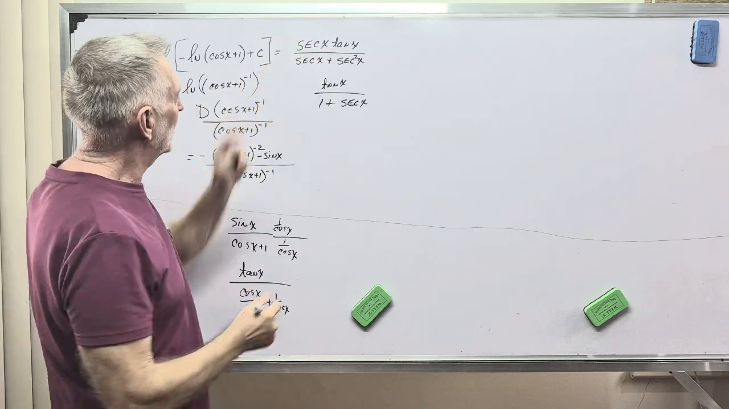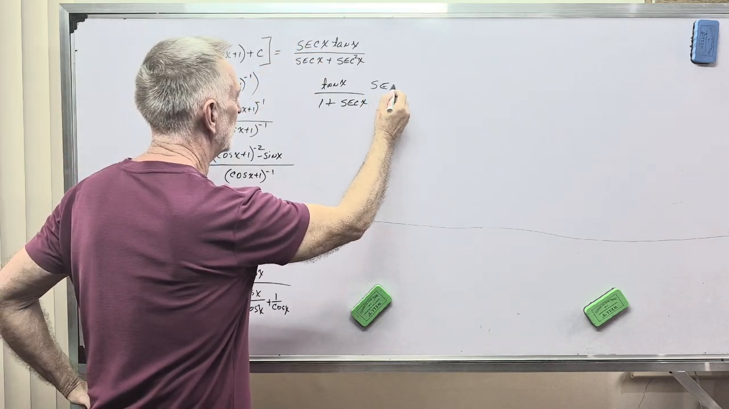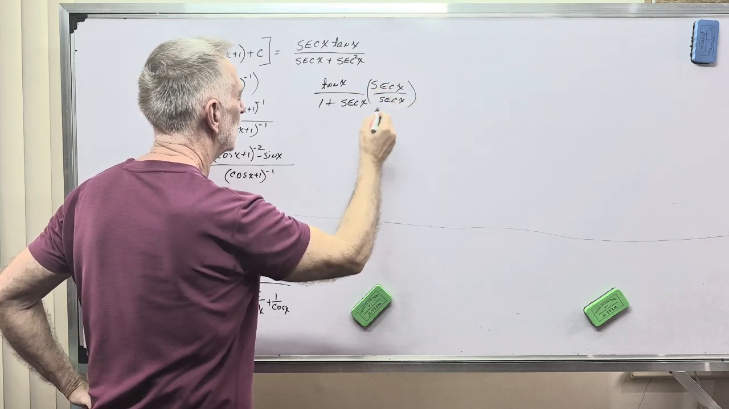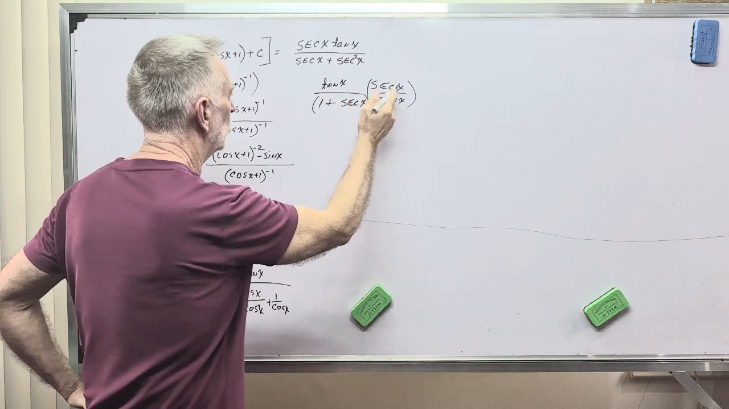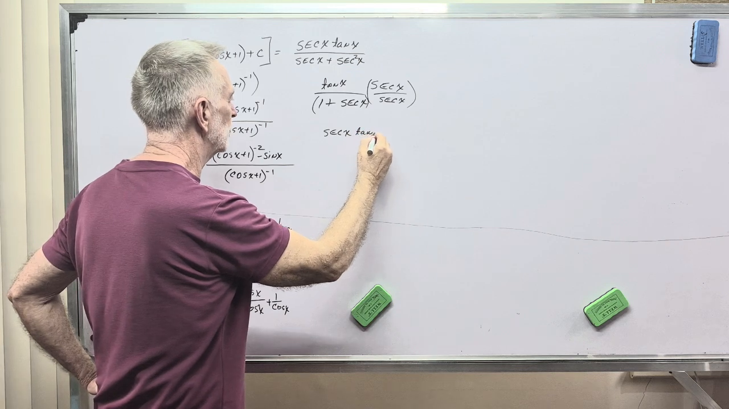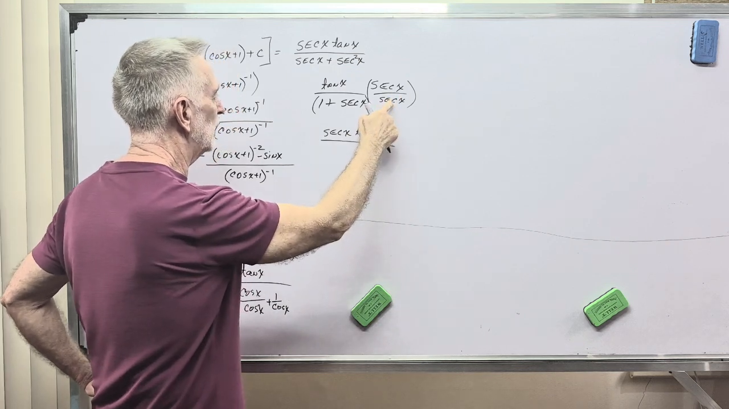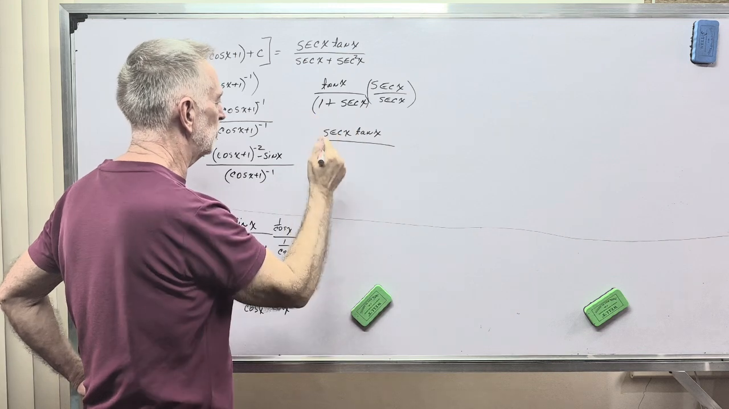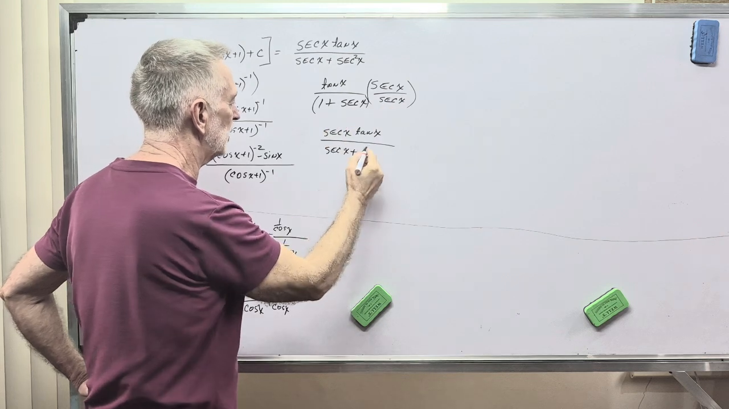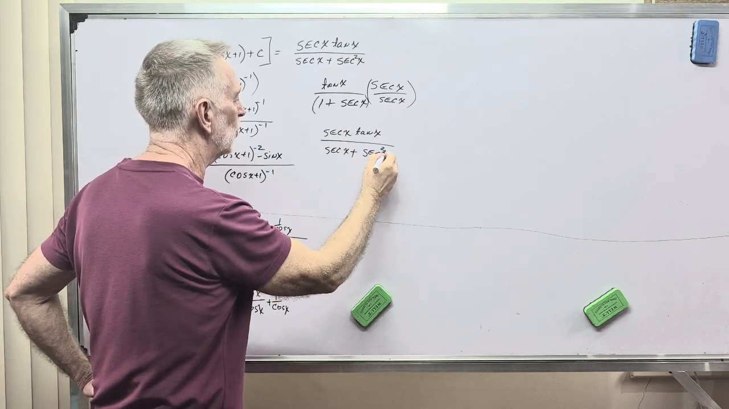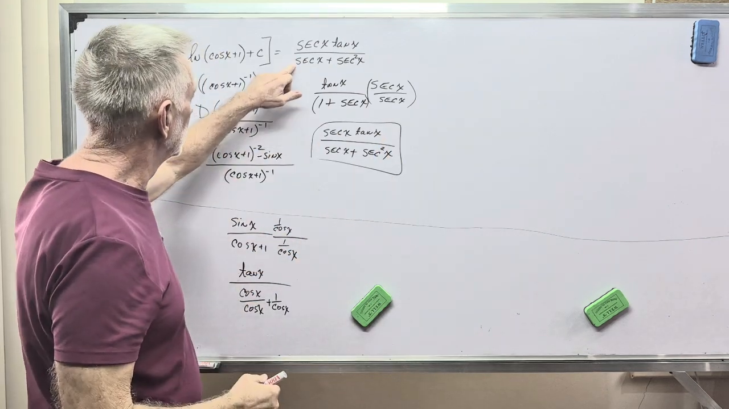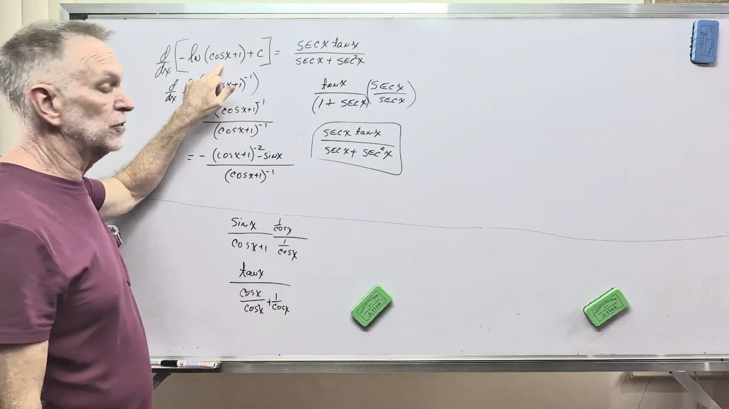Now, to get that, hey, let me multiply this by secant x over secant x. So that gives me secant x tangent x over, if I distribute this, secant x times 1 is secant x plus secant x times secant x is secant squared x. So that, from the earlier integration, tells me that answer was correct.